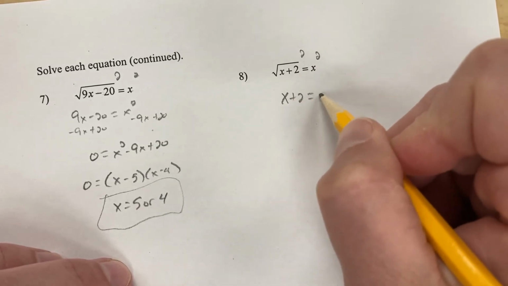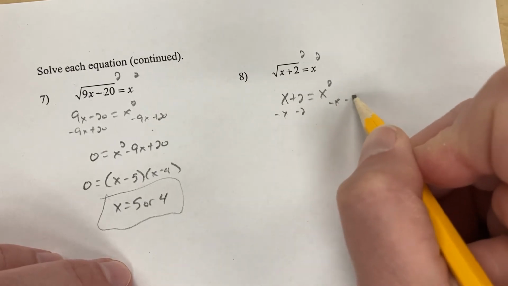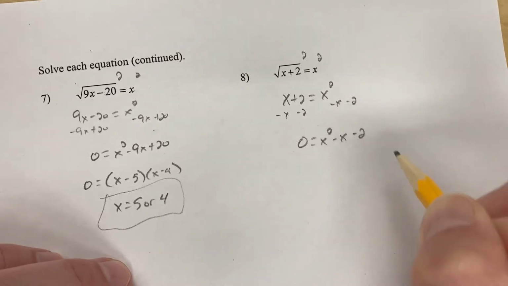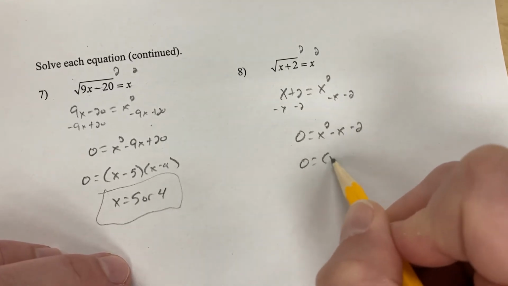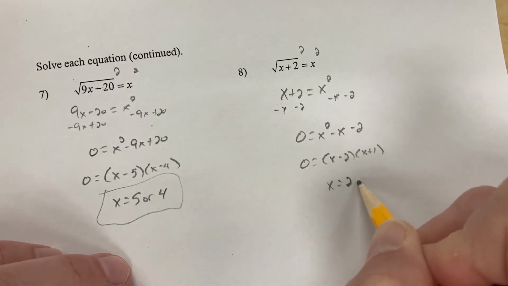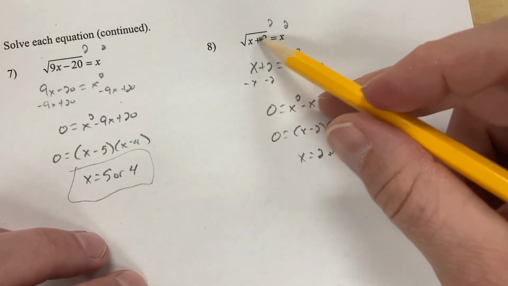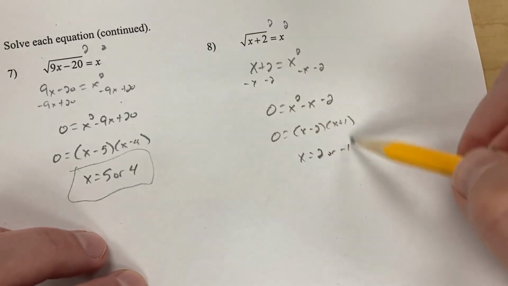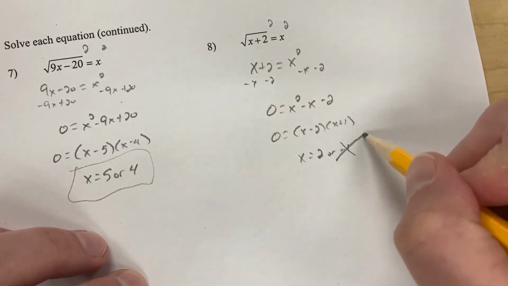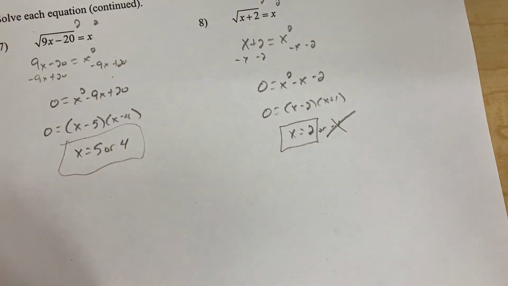So over here we get x plus 2 equals x squared. I'm going to subtract those, bring those over here. So we get x squared minus x minus 2. So x minus 2, x plus 1, x equals 2 or negative 1. So again, if I were to try 2, square root of 4 is 2, that checks out. But if I try negative 1, square root of 1 is negative 1, that doesn't check out. So we actually have to get rid of that answer and only keep that one.